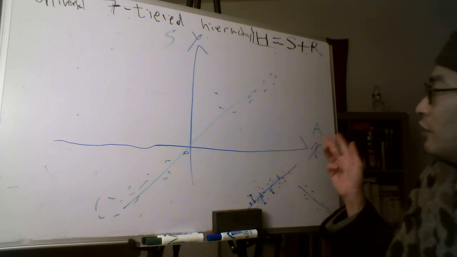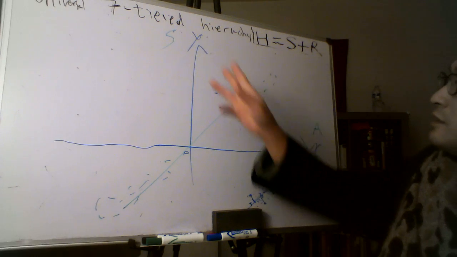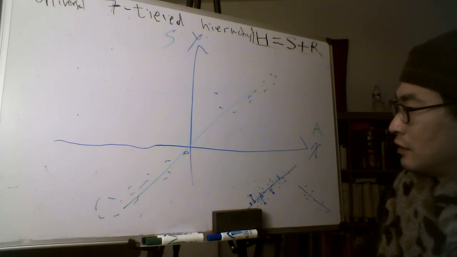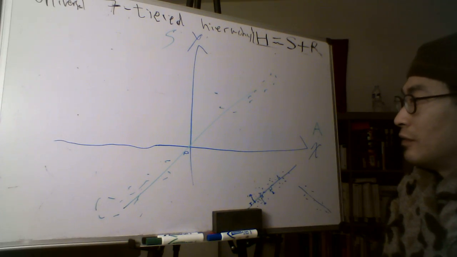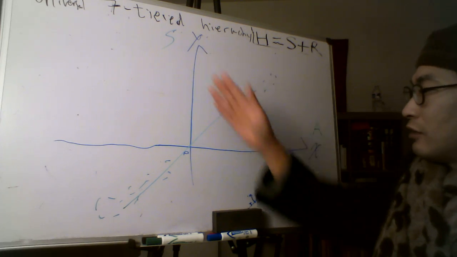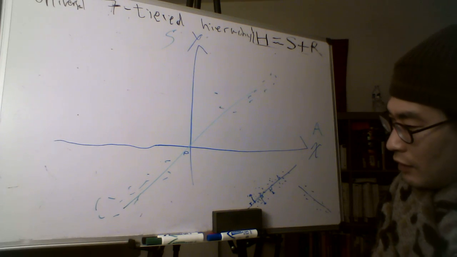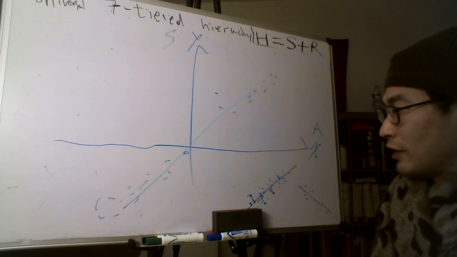But once you fix the axes, Asianness and scientificness, you kind of fix the equation. To come up with another line, we have to come up with different axes.